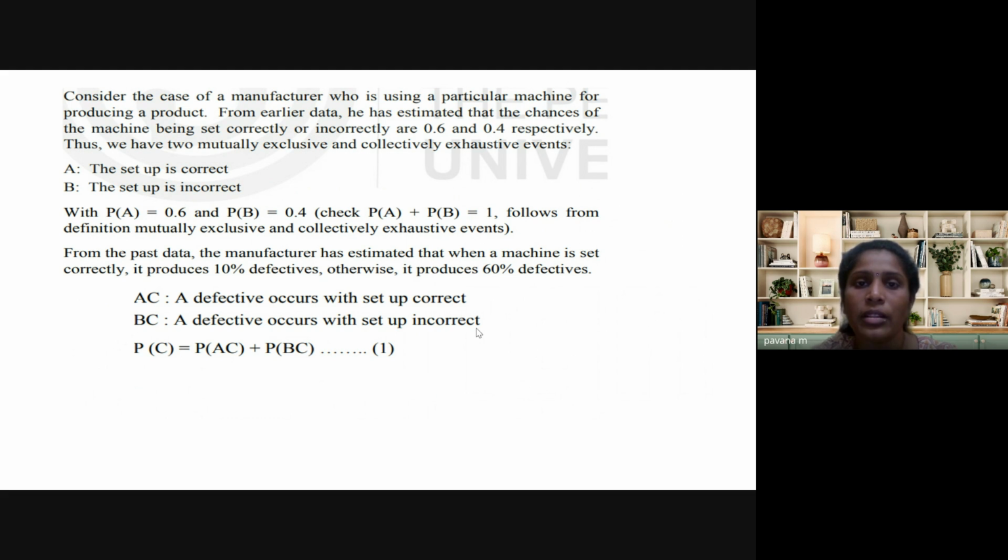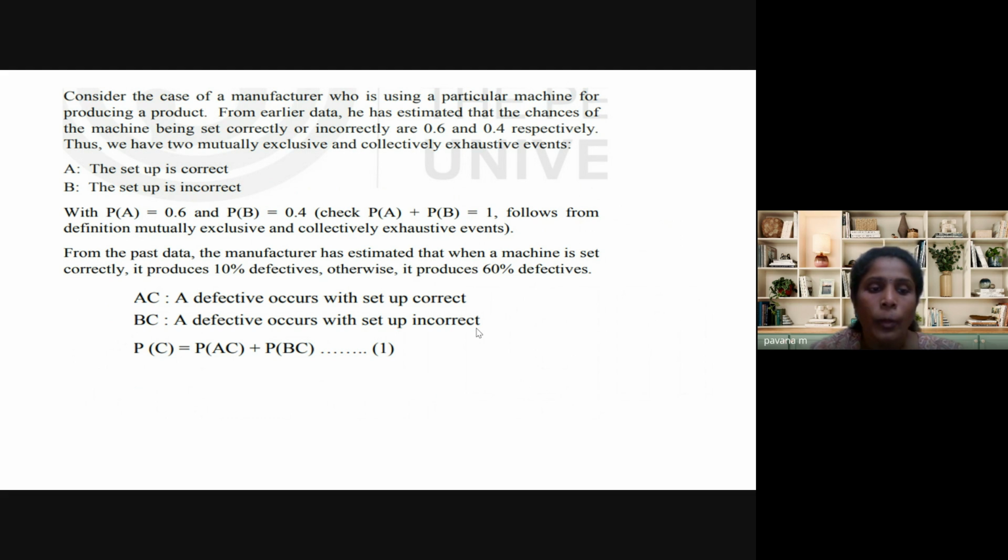So you can apply this Bayes theorem to this particular problem. Here, set correctly or incorrectly are 0.6 and 0.4 respectively. Thus, we have two mutually exclusive and collectively exhaustive events. A means the setup is correct. B means the setup is incorrect. Okay. And now P of A is already given as 0.6 and P of B is given as 0.4.